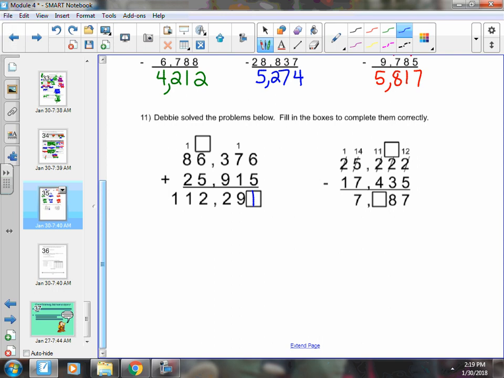6 plus 5 is 11. Carry the 1. 1 plus 7 plus 1 is 9. Nothing to carry. 3 plus 9 is 12. The 2 is down, 1 goes up. 1 plus 6 plus 5 is 12. 2 goes down, 1 goes up. 1 plus 8 is 9, plus 2 more is 11. We're good. The second one is subtraction.